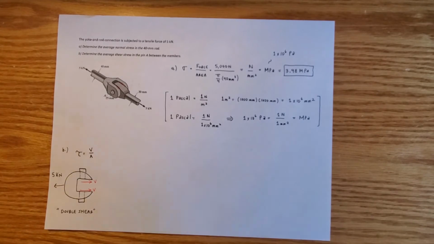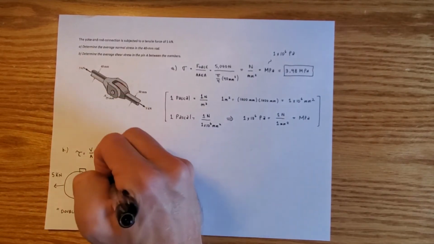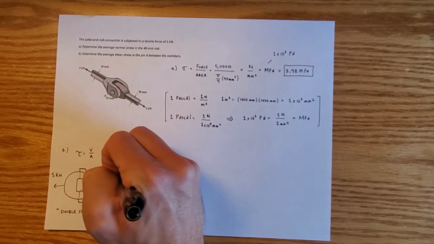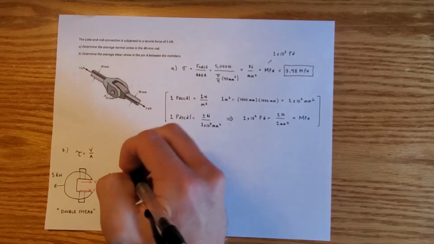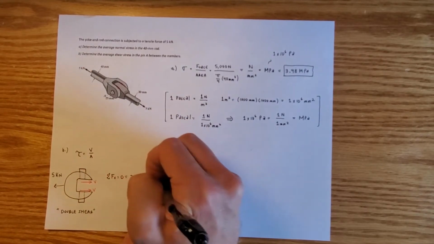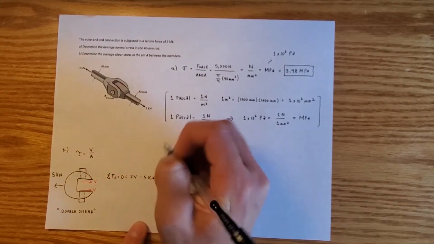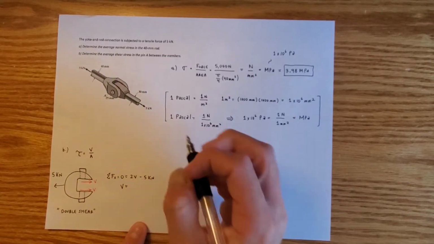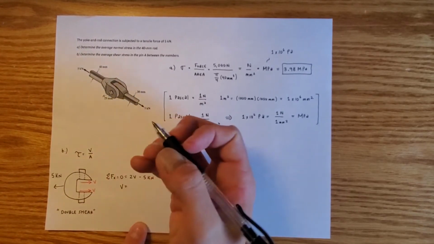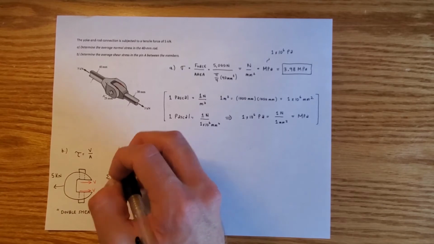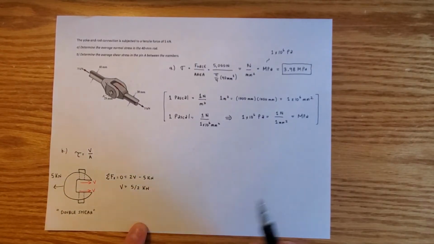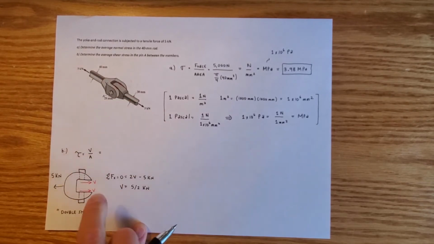Now what this results in is that if we do a sum of the forces in the x direction, and set it equal to 0, we have 2V to the right minus 5 kilonewtons. Therefore, the shear force involved in this pin is going to be equal to 5 over 2 kilonewtons. Not too hard.